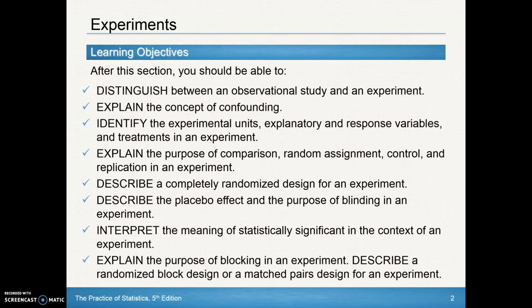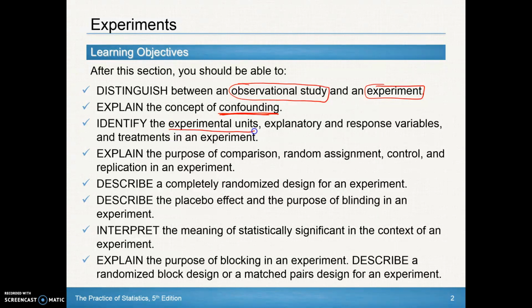We're going to have to learn the difference between an observational study and an experiment. Know the difference between the two. Here's a vocabulary word we're going to be addressing, the word confounding, so we'll have to understand that concept. Some more vocabulary words here.